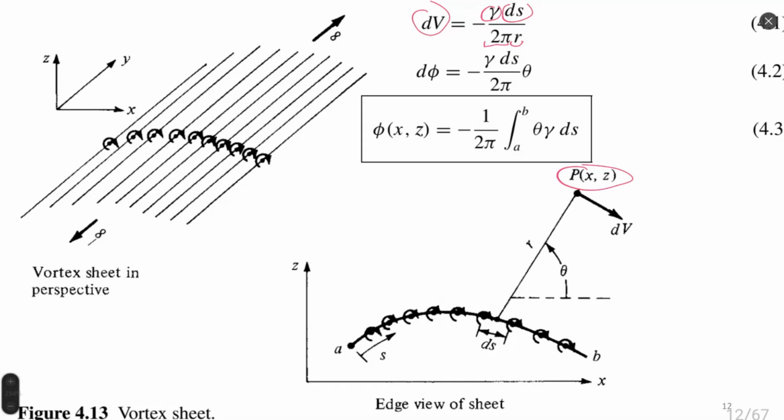So we can say that the potential function created by a vortex sheet would be coefficient 1, minus 1 divided by 2 pi, multiplied by the integral from the beginning to the end of this line, multiplied by theta and multiplied by the strength of the vortex in each point. Gamma is a function from A to B. It's not a constant value, so it's inside the integral. And theta is also inside the integral because it's also a function from A to B.